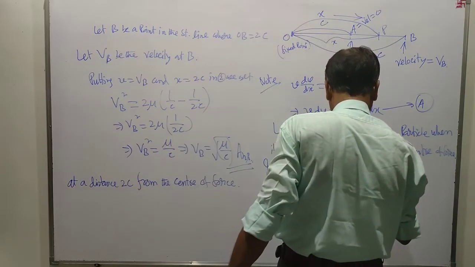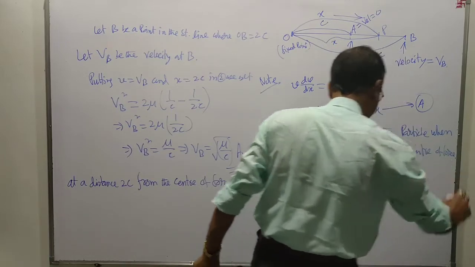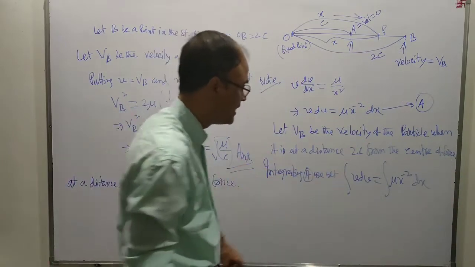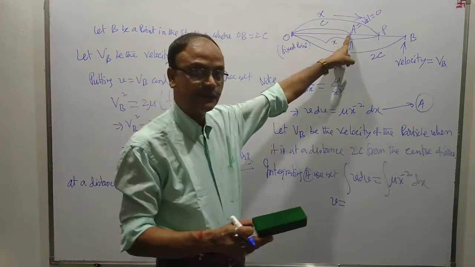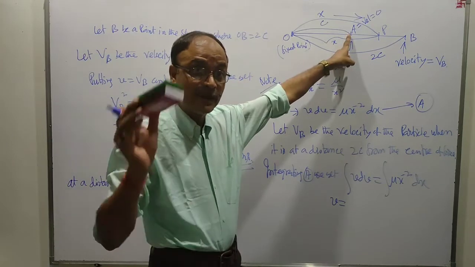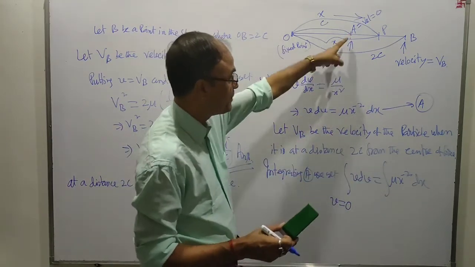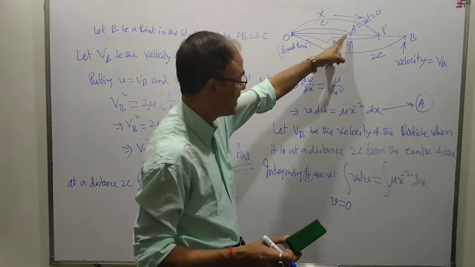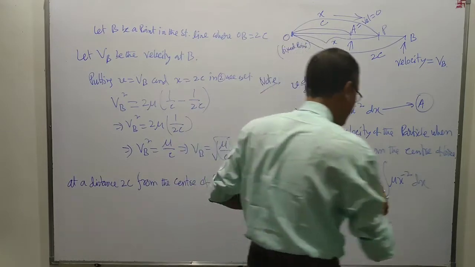Integration of V dV is equal to integration of mu x to the power minus 2 dx. You may write like this. Initially the particle was at A. Then the velocity of the particle was 0. At that time, what is the value of x? OA, this distance was c. Therefore, it is c.